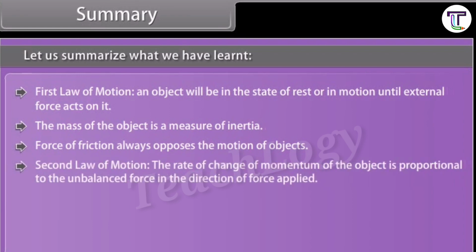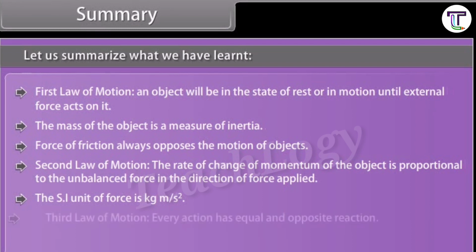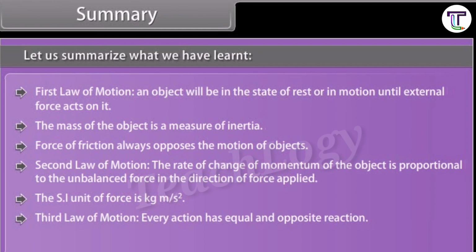Second law of motion. The rate of change of momentum of the object is proportional to the unbalanced force in the direction of the force applied. The SI unit of force is kilogram-meter per second square. Third law of motion. Every action has an equal and opposite reaction. The total momentum is always conserved.